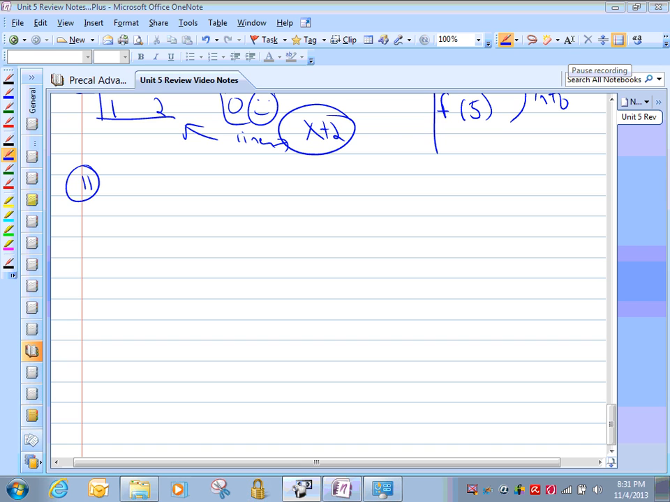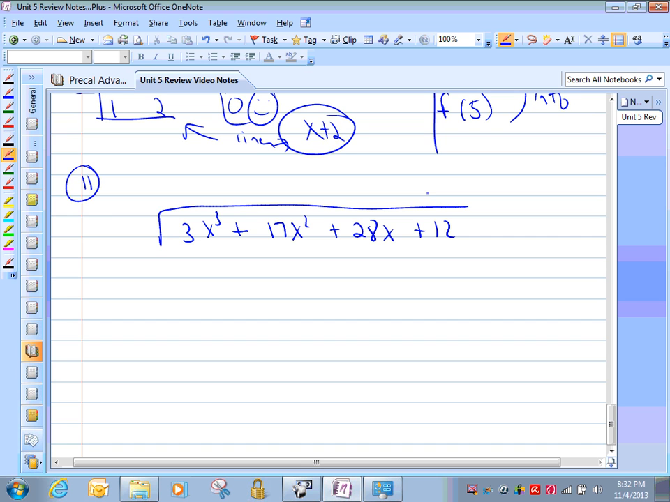Okay, like I said, we're going to do long division. So let's go ahead and set up our long division problem. We're going to have 3x cubed plus 17x squared plus 28x plus 12, and we're going to divide by 3x plus 2. All right, let's go back and practice this a little bit. 3x times something gives me 3x cubed. That would be an x squared.